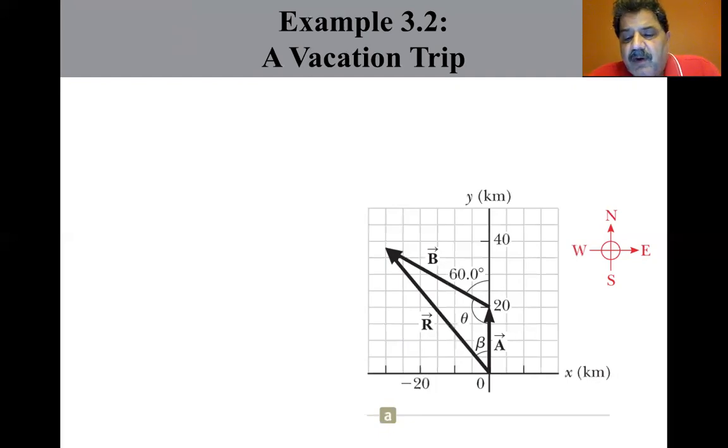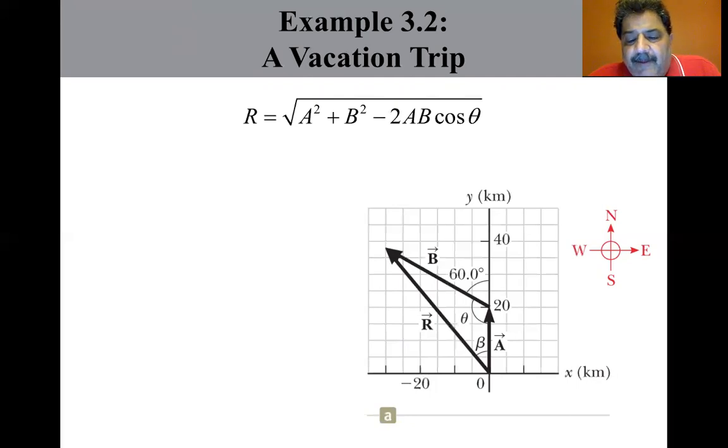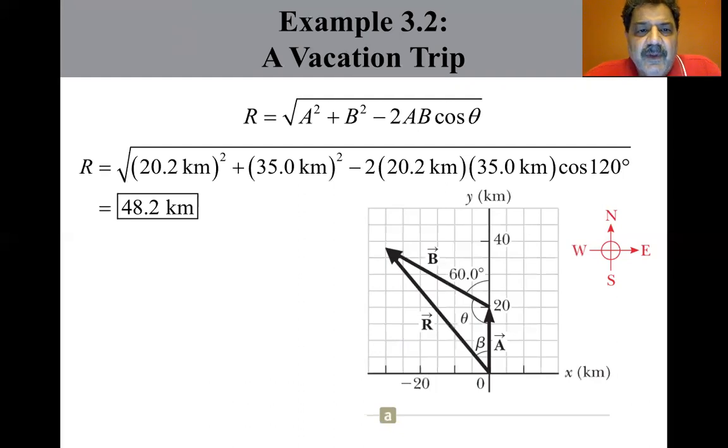The second way to solve the problem is to analyze it using algebra and trigonometry. The magnitude of R can be obtained from the law of cosines as applied to the triangle in the figure. So use R squared equals A squared plus B squared minus 2AB cosine theta for the law of cosines to find R. You substitute the numerical values, noting that theta equals 180 minus 60, which is 120 degrees. So that becomes this equation.